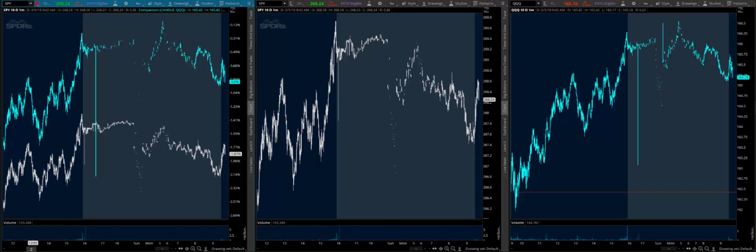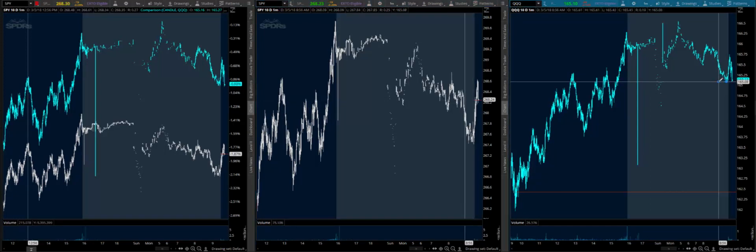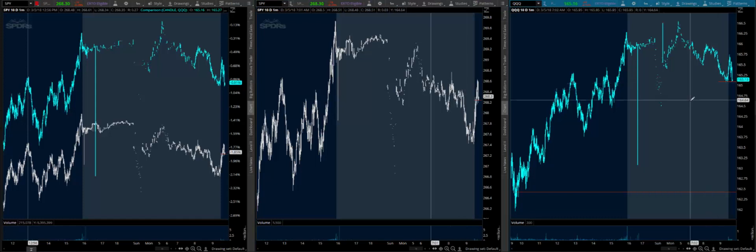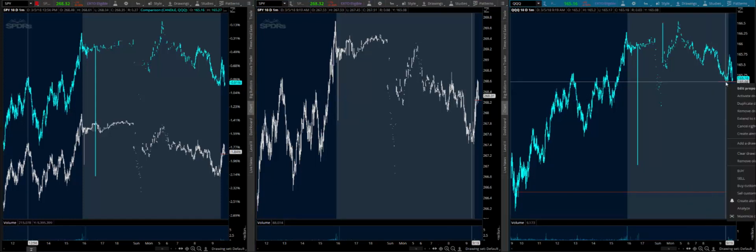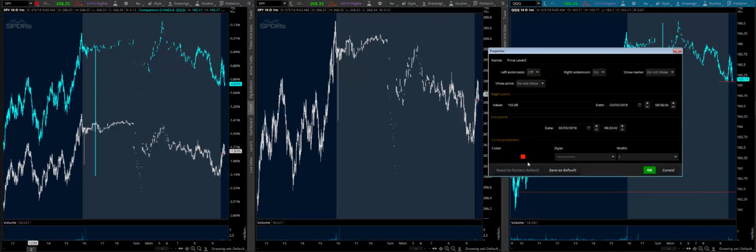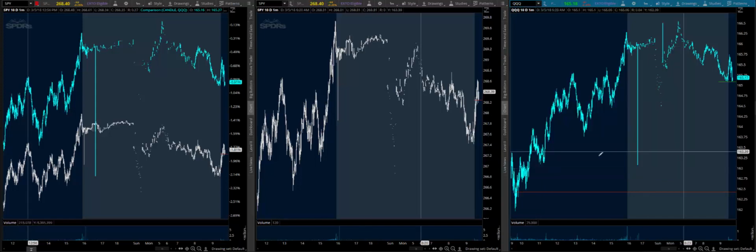Okay, so we're gonna place a trade here where we're gonna sell the spider at 268.24. Let's get that in there. And we're going to buy the QQQ at 165.07. Okay. Now I'm just going to take the trade on paper for you guys right here. I've taken the trade in my live account, right? So we are short the spider and we are long the QQQ.